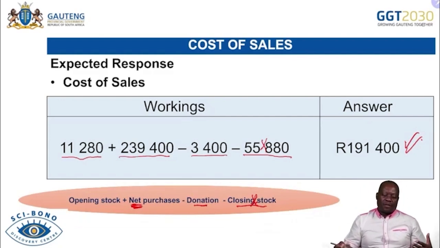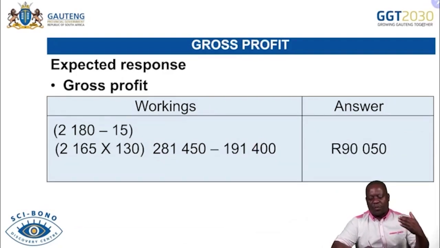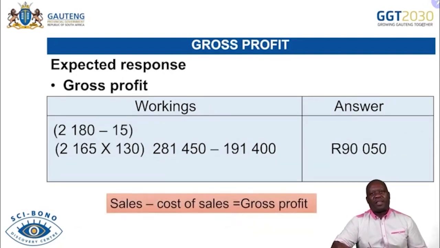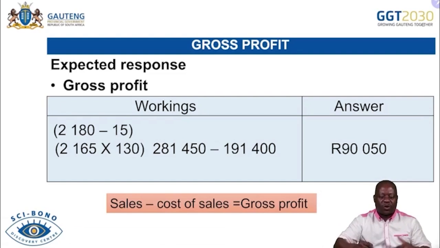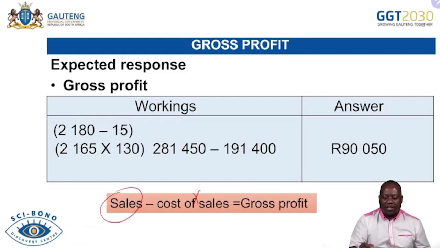So next, what do we calculate? Gross profit. I think this one we have been doing forever. Remember the formula for gross profit. Simple: sales minus cost of sales gives us gross profit. So now we need sales. Sales must be brought into play. And then cost of sales, it's what we were doing in our previous activity. And then we will be able to find our gross profit.